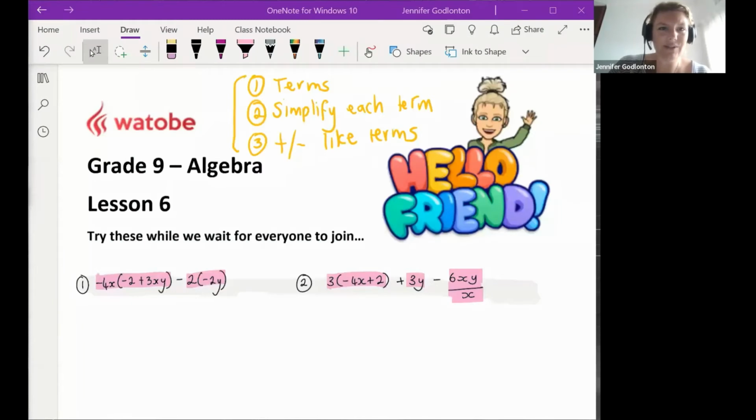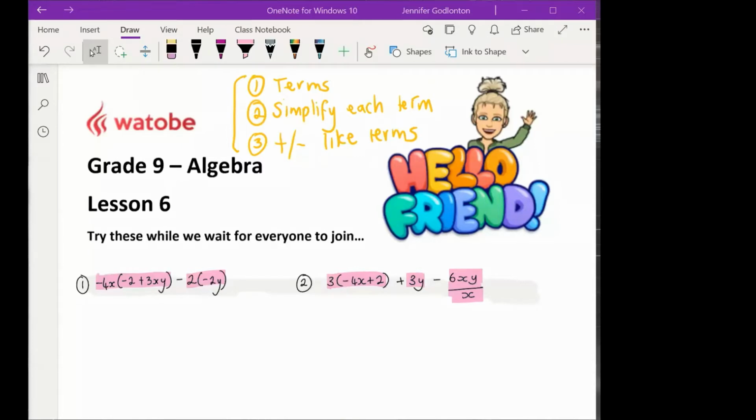Going through these two questions. The first one, we have got two terms.